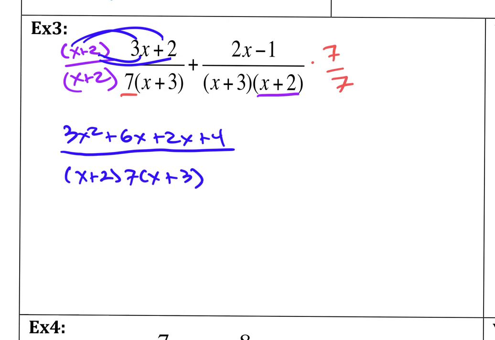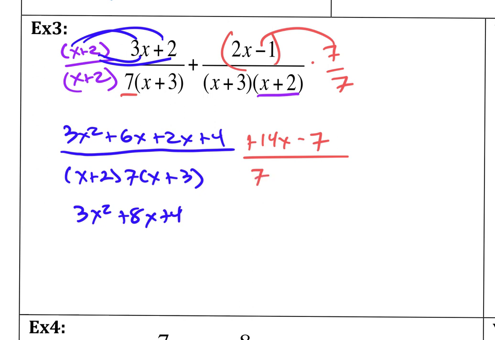And let me simplify this just a little bit. So we should get 3x squared plus 8x plus 4. And then I'm going to leave some space because I'm going to do the right side right now. When I multiply the right side together, we get plus 14x minus 7. Again, if we distribute that in. And it is, again, over the same denominator. Okay, so we're going to go ahead and add that in, plus 14x minus 7. We'll put this all over our common denominator.